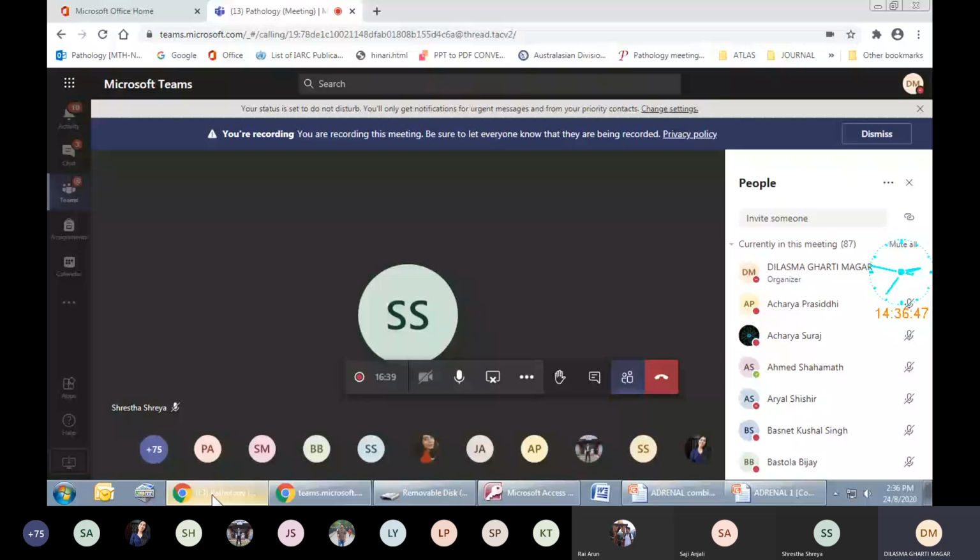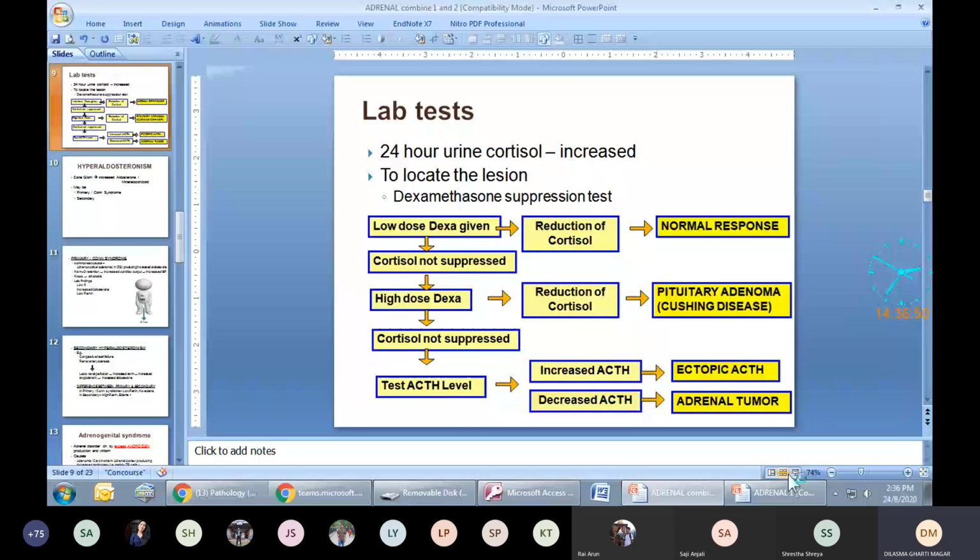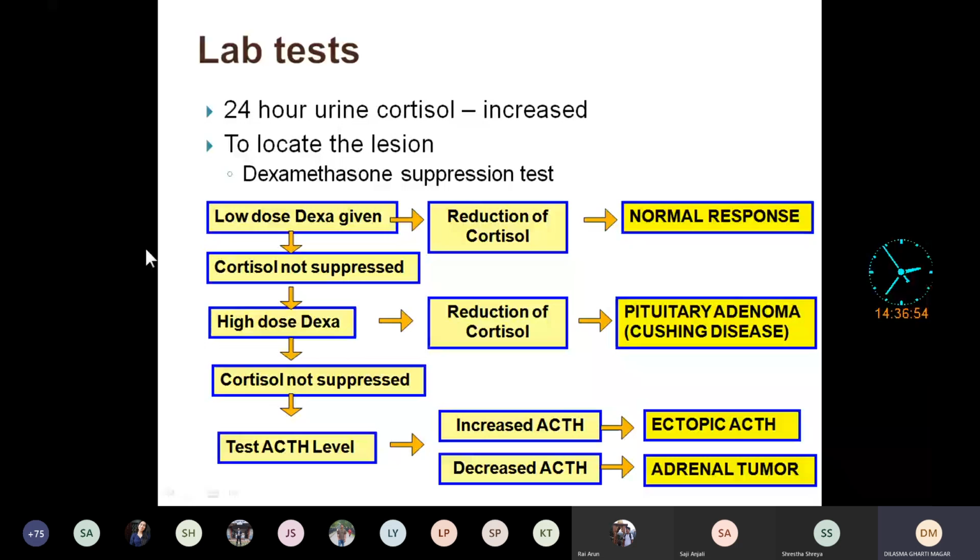So now we will do the lab test, okay? Mainly for the diagnosis of Cushing syndrome, the lab test is the 24-hour urine cortisol. We collect the 24-hour urine and measure how much cortisol is passing in the urine. If it is increased, then it is diagnosed that the person is suffering from Cushing syndrome.